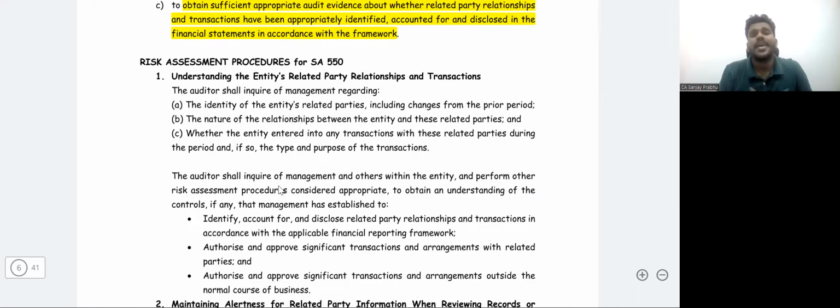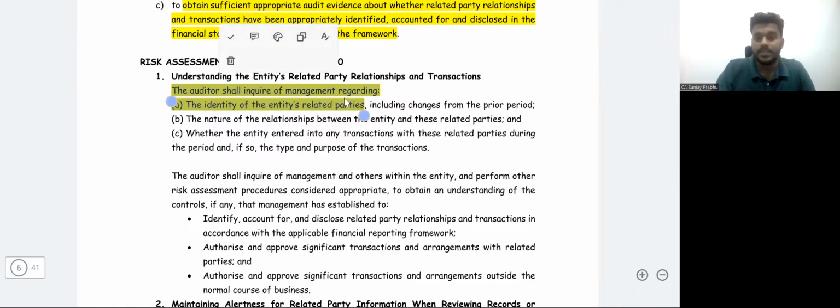So what could be the best way to know who are my related parties? Very simple. You can straight away ask me, right? So the first step is the auditor should inquire to the management. What could be the inquiry? What would be the question that the auditor would inquire to the management? First, the auditor has to inquire who are the related parties. How many related parties do you have?